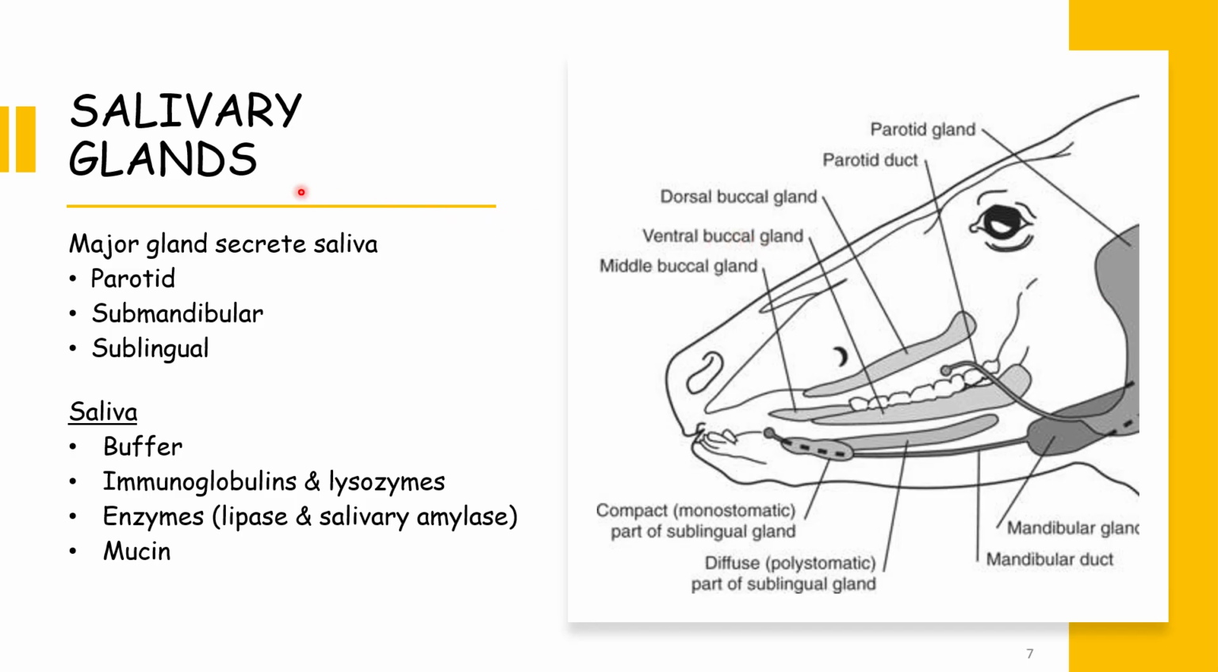And this is the salivary gland. As you know, inside the mouth they have salivary glands. The major glands secrete saliva. Saliva is secreted from the parotid, submandibular, and sublingual glands. Saliva acts like a natural buffer, and it has immunoglobulin and lysozyme, and also enzymes like lipase and salivary amylase, and also mucin.